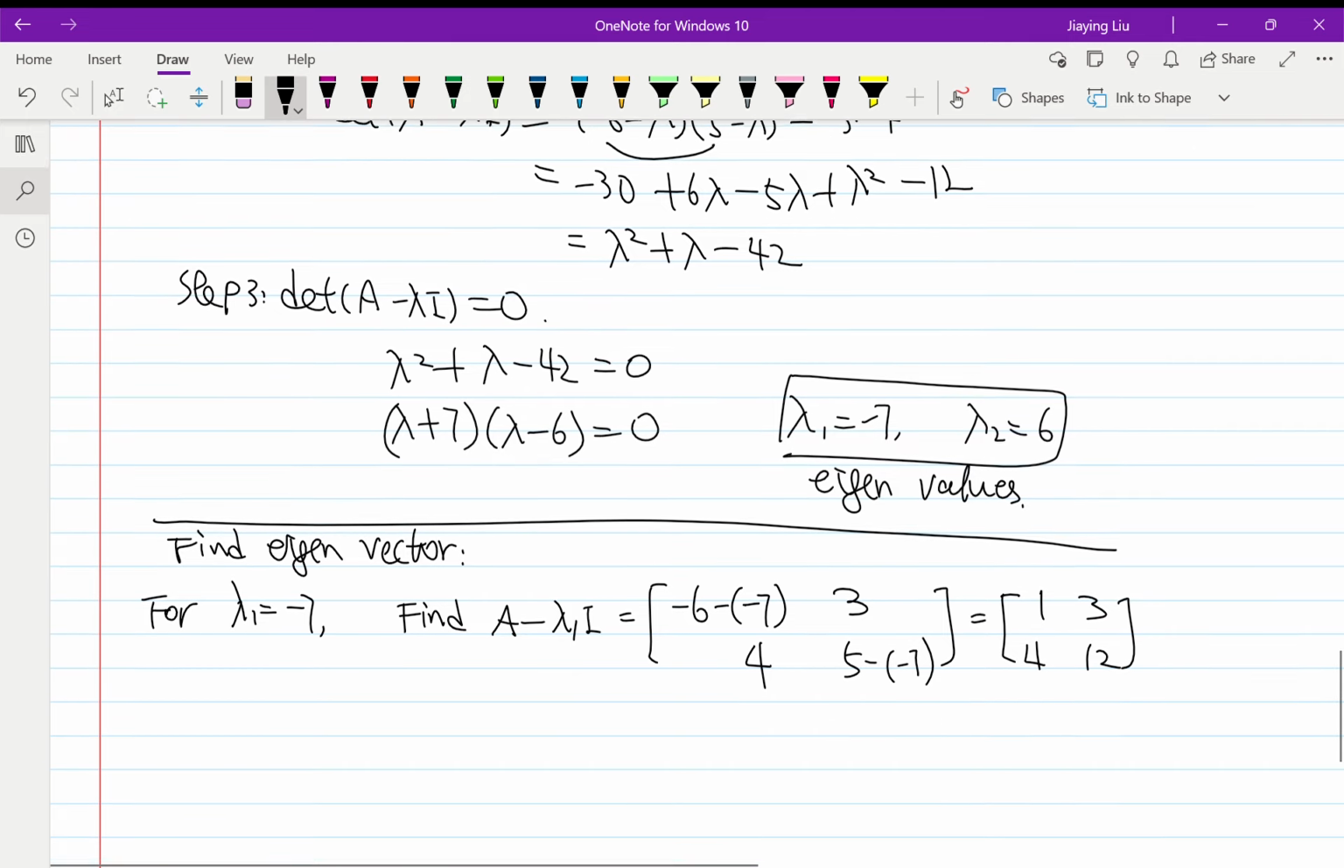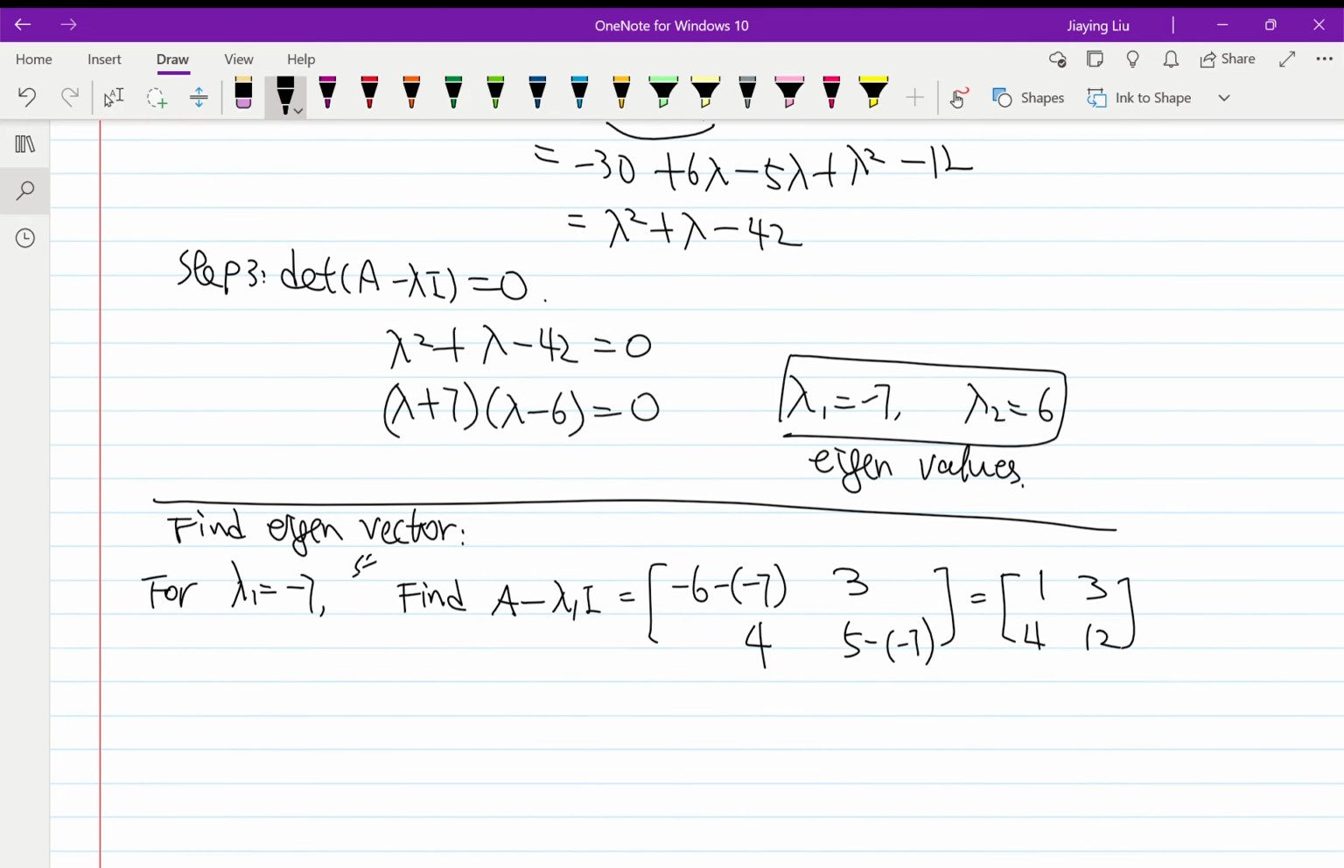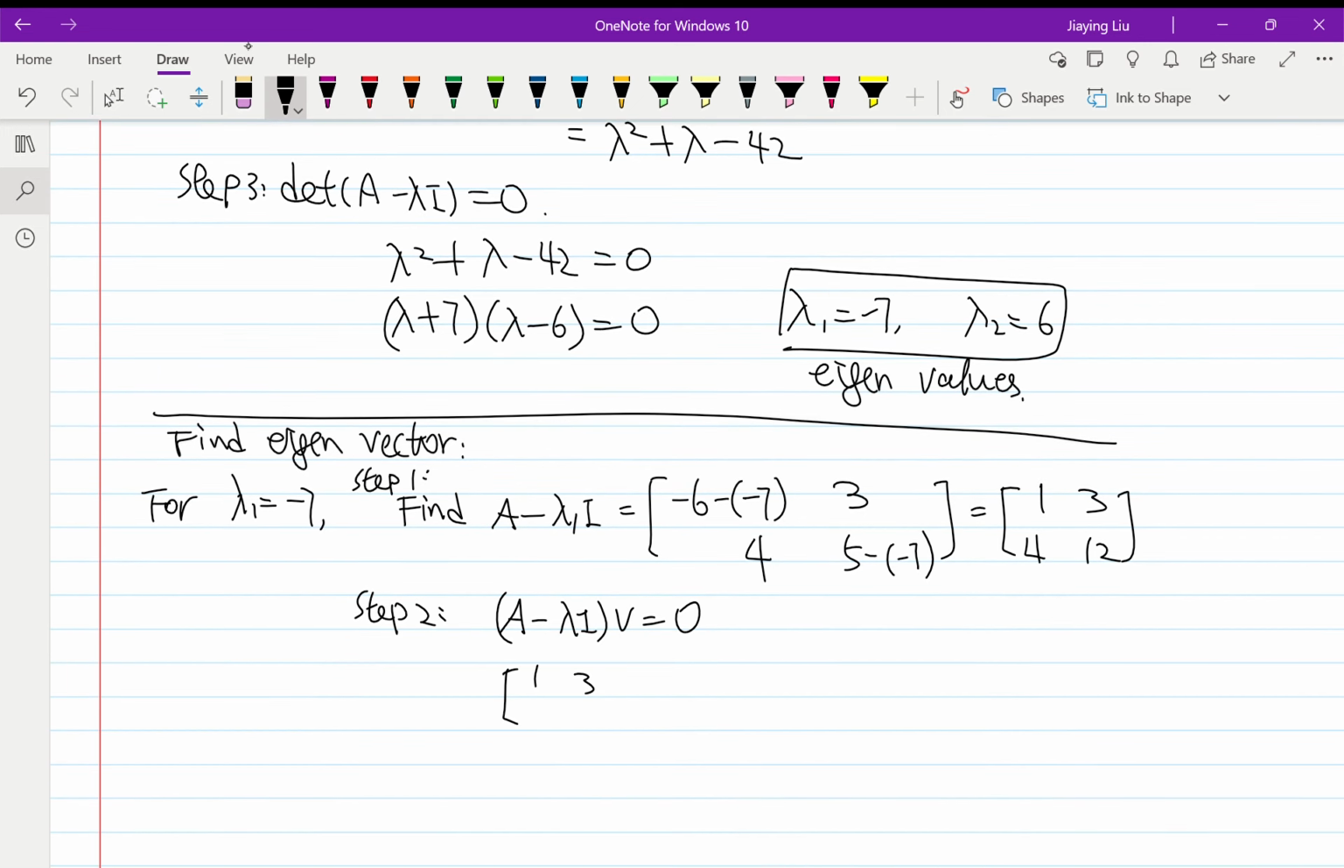So that's the first step. The second step is we're going to take this and put it into that formula, A minus lambda 1 I times v equals 0. So I have [1, 3; 4, 12] times v, which is something I don't know, but I'm going to call it x, y as entries of the v vector. That should equal the 0 vector, which is 0, 0.